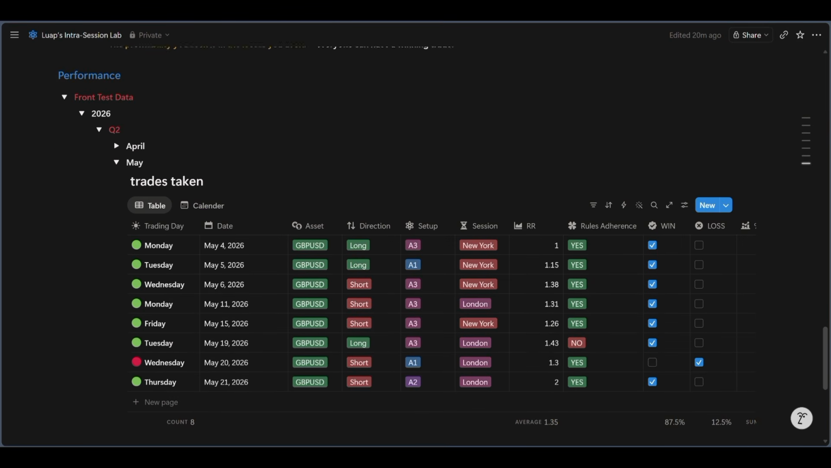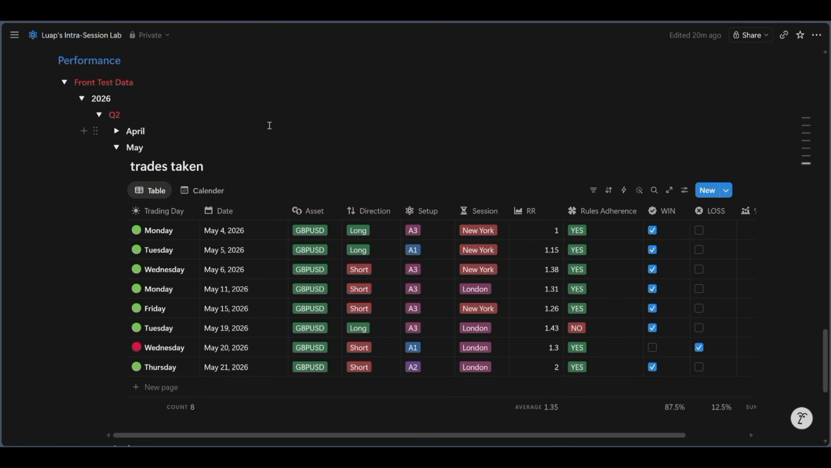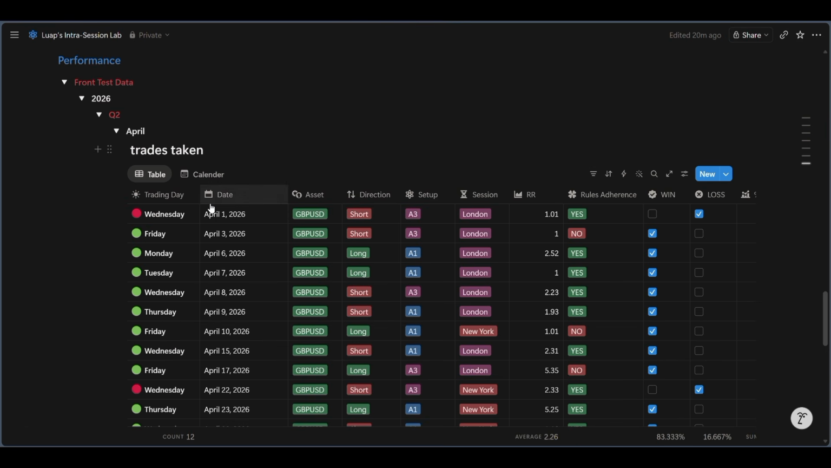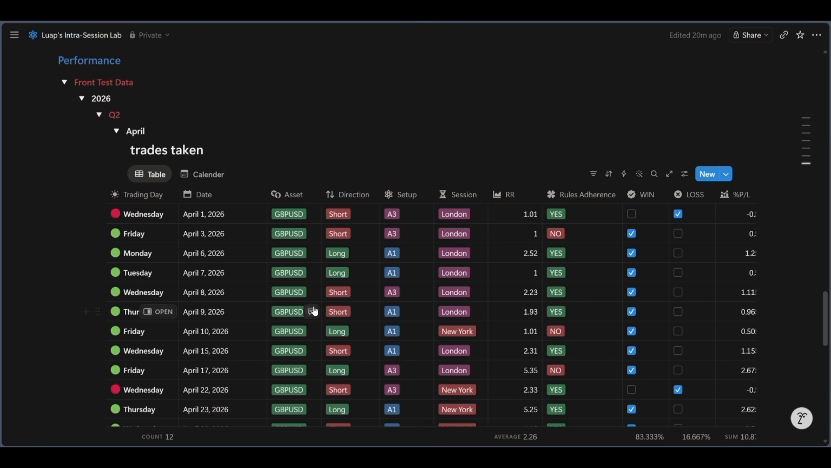Very, very important. And this is where I track my performance. Of course, you can clearly see this is the forward test data. So you'll track the performance. You can clearly see for the month of April, you can clearly see the asset, the direction. So I usually track the trading day, the date, the asset, the direction, the setup. Of course, I have 3 setups, so you can clearly see A1, A2, A3. So depending on the setup, you name it there.